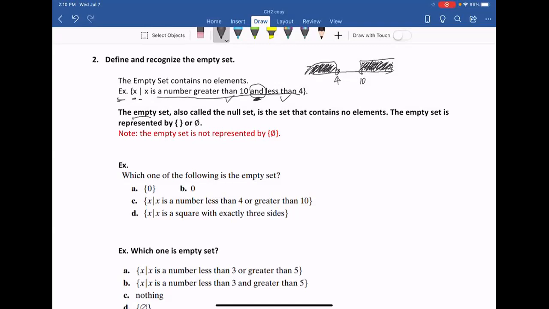The empty set, we also call it the null set. It contains no elements. We use these two notations to represent the empty set. The braces have nothing in them, or we use phi. Be careful here. The empty set is not represented by this. You will never see this, and you can't use it in your exam or your assignment.